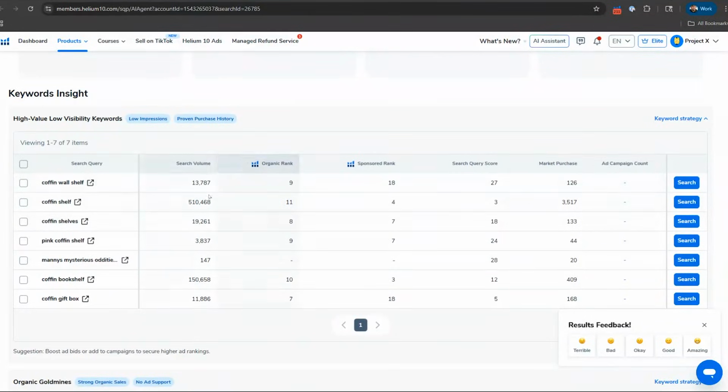What does that mean? That means I might be leaving some money on the table with impressions that are a lot less than the search volume, all right? So some of my products, I wasn't getting any impressions on Coffin Shelf, all right? So it's like, hey, you need to be going ahead and advertising more on those keywords, all right? So that is one summary that you can get here.